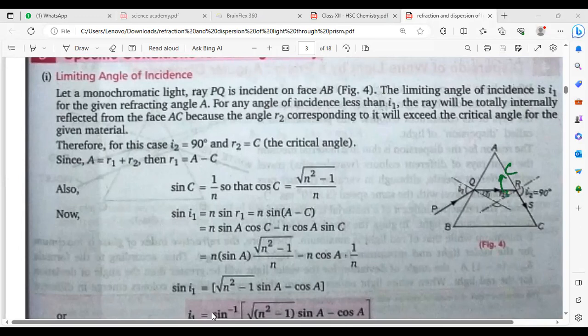तो ये R2 जो है, R2 becomes equal to critical angle. Since A is equal to R1 plus R2, अगर R2 एंगल C है, क्रिटिकल एंगल है, तो R1 will become A minus C. Is that okay? और R1 plus R2 A क्यों है ये हम लोग डिस्कस कर चुके हैं.